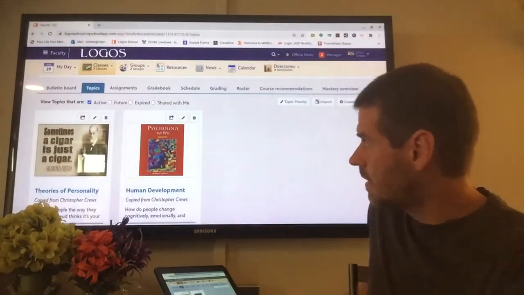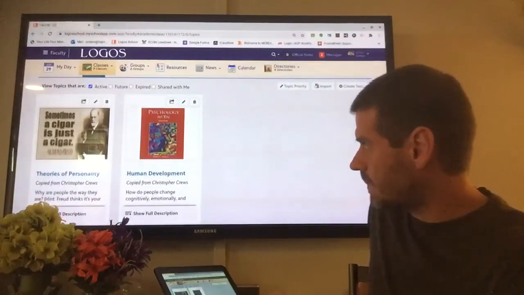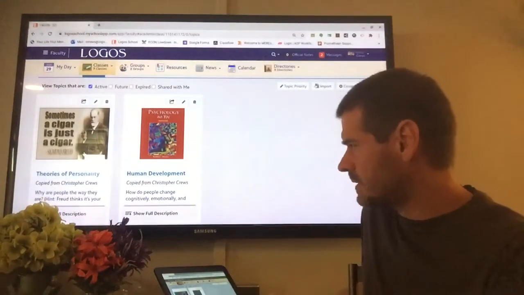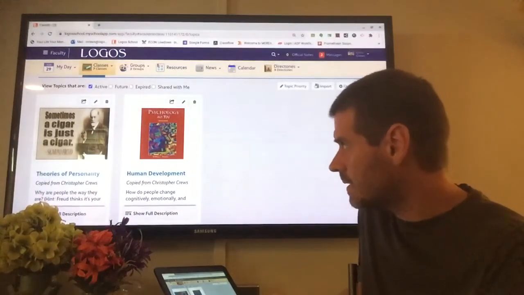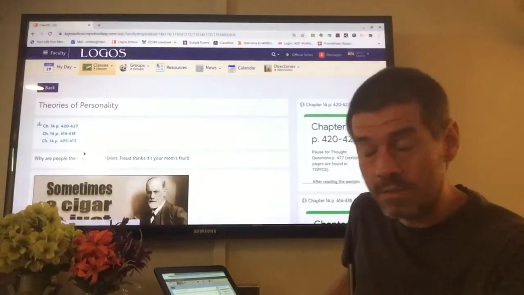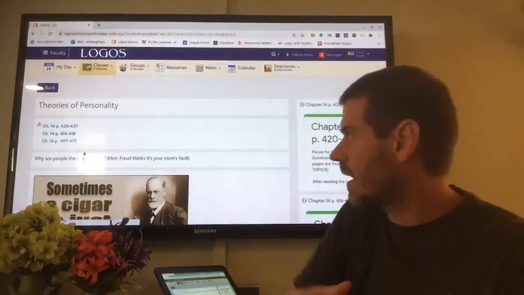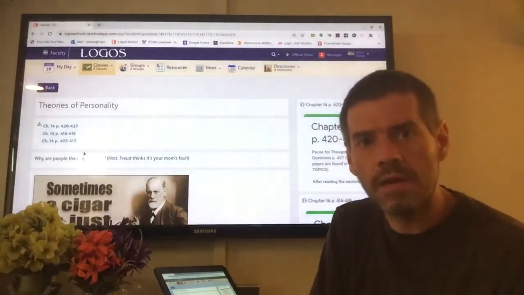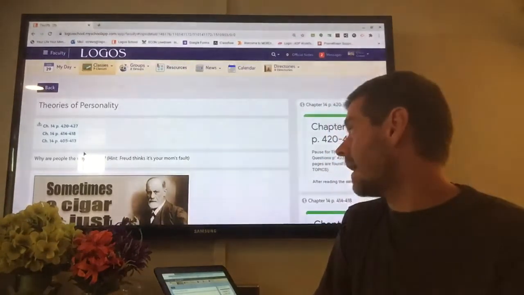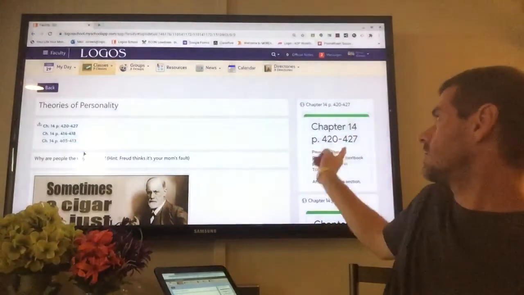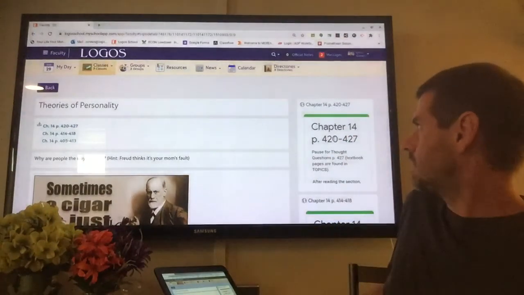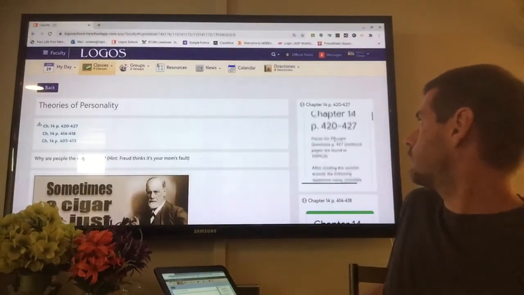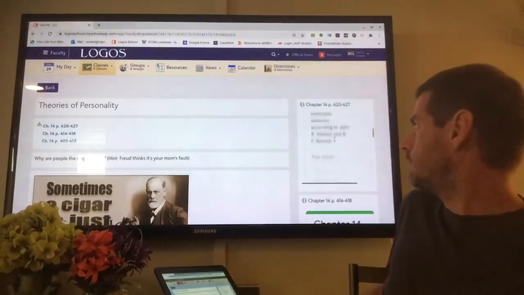And if we click on our most recent topic that we started last week, Theories of Personality, we're going to wrap that up today. It's chapter 14 in the book, and we see the most recent reading. The download is right there, chapter 14, pages 420 to 427. We have the questions that go along with that reading embedded right here under topics. See right there, page 420 to 427. It's a Google form. It's embedded right there. You can answer the questions right there.